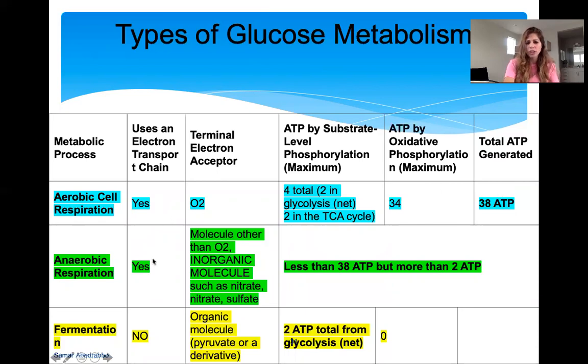Anaerobic cell respiration also uses an electron transport chain. The terminal electron acceptor is anything that's not oxygen. It's an inorganic molecule, and you make less than 38 ATP, but more than 2. Fermentation does not use an electron transport chain. It does not use a Krebs cycle. You only have glycolysis, and you end up producing 2 total ATP and then end products such as lactic acid, which is used in cheese and yogurt, ethanol, which is used to make alcohol, CO2, which is used in baking. So much.